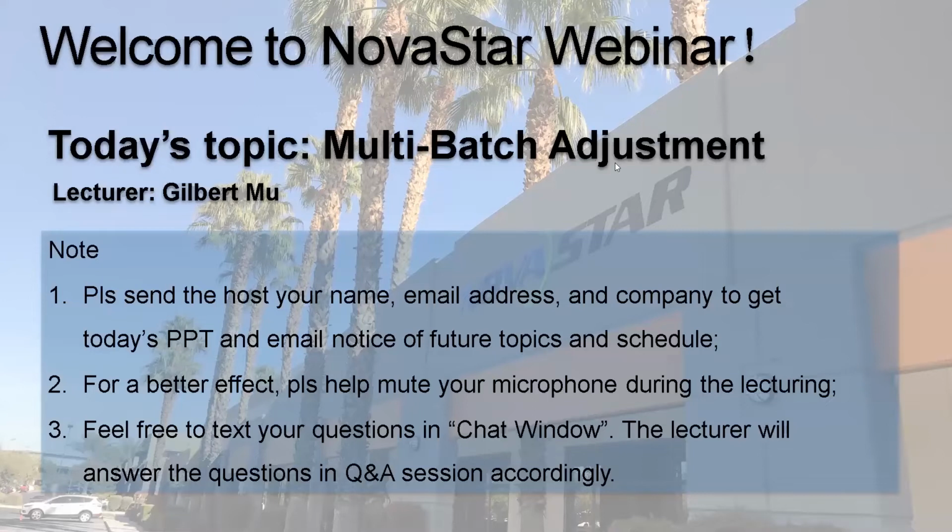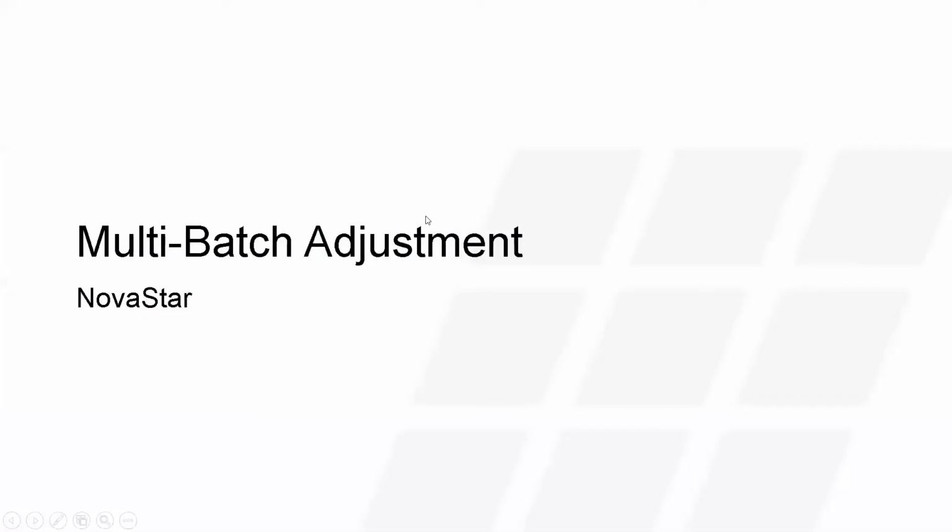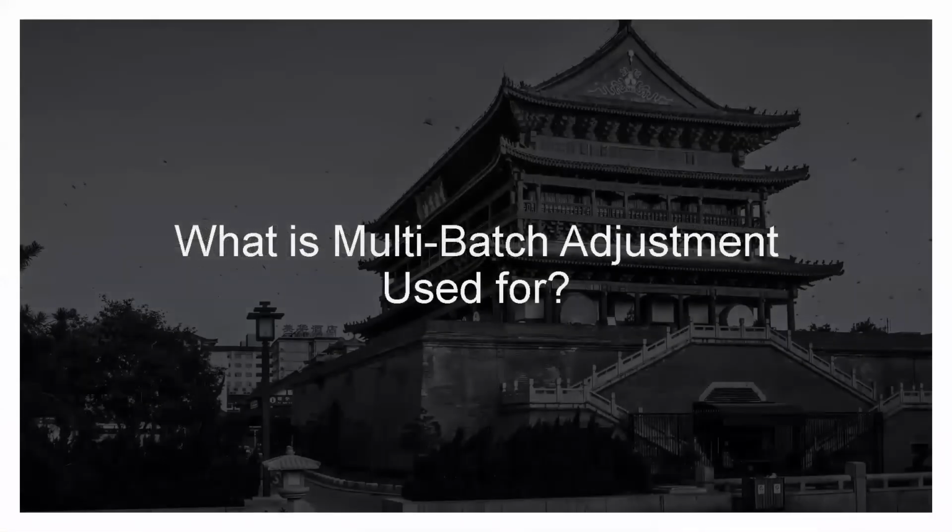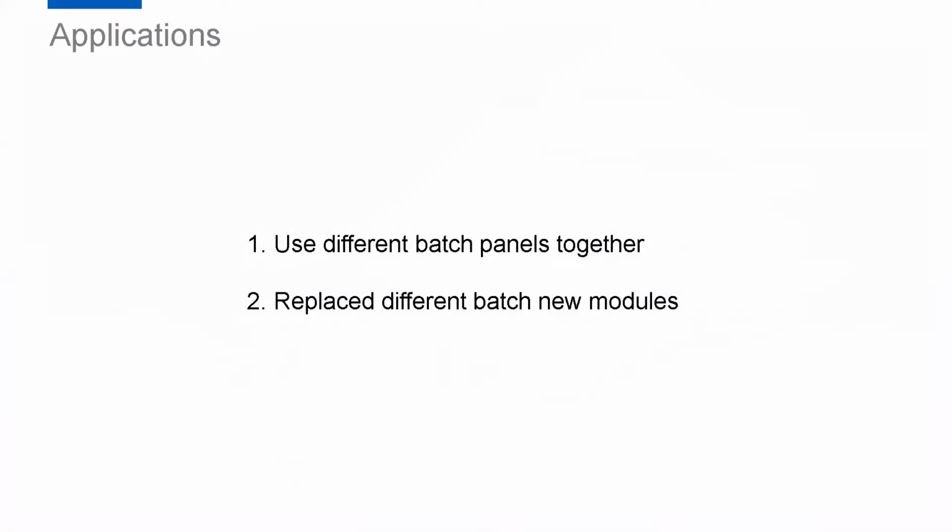Okay, so today's topic is multi-batch adjustment. Multi-batch adjustment is a very useful feature of the Novastar control system. First, let's say what multi-batch adjustment is used for. This function is usually used for two applications. The first one is using different batch panels together.